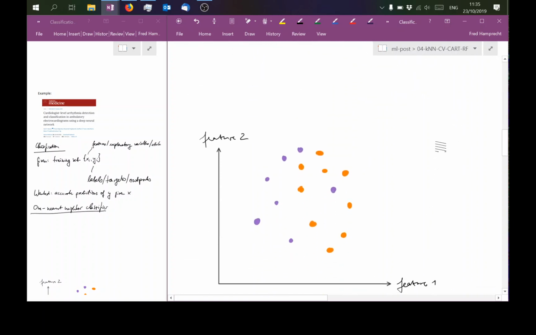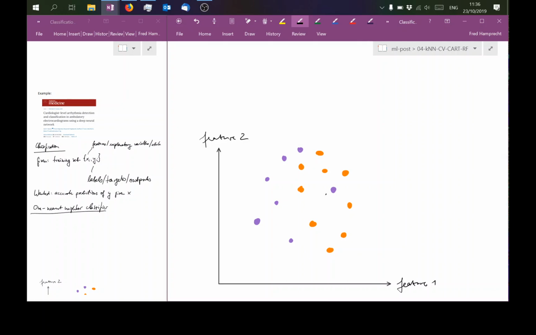Okay, now what the one nearest neighbor classifier does is, let's say for a point like this one here, it simply asks which is the nearest neighbor from my training set. Well, the nearest neighbor in this case would be orange, and hence my prediction for this particular point would be orange. And let's say for that point here, the nearest neighbor will be purple, so my prediction is going to be purple, etc.